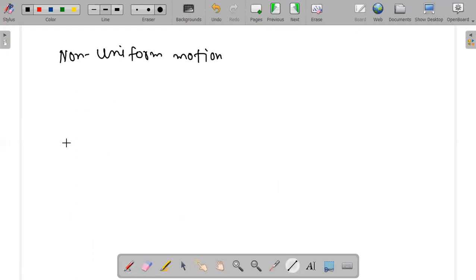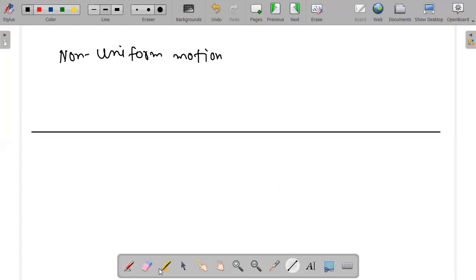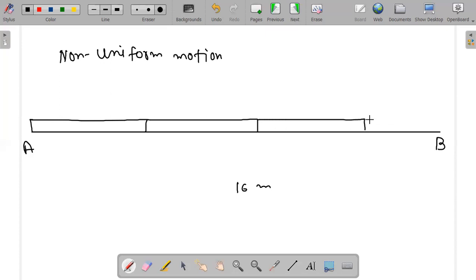Non-uniform motion. This is 16 meter. This is point A and this is point B. First section is 4 meter. Second section is 4 meter. Third section is 4 meter and last section is 4 meter. 4 meter, 4 meter, 4 meter and 4 meter.